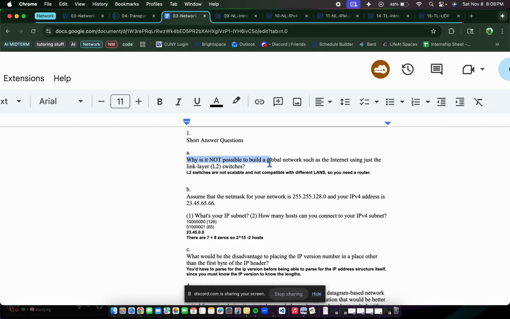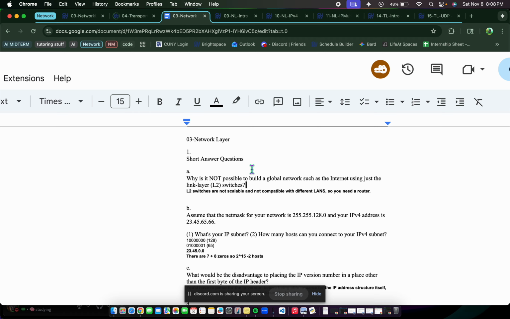Why is it not possible to build a global network such as the internet using link layer L2 switches? We learned L2 switches are not scalable. We cannot scale with this because the link layer is not compatible with all different types of local access networks, LANs. So we need a router to communicate with all these different L2 layers. You can think of it as the translator between everything.